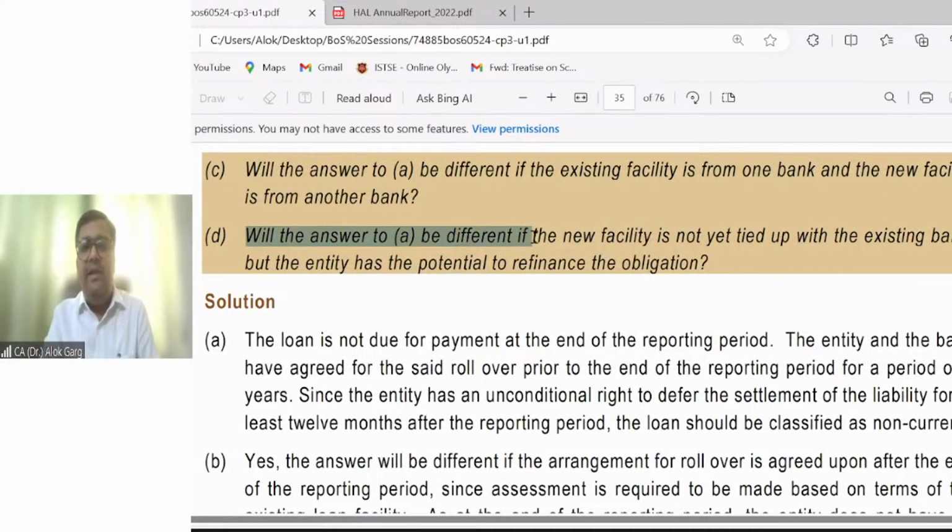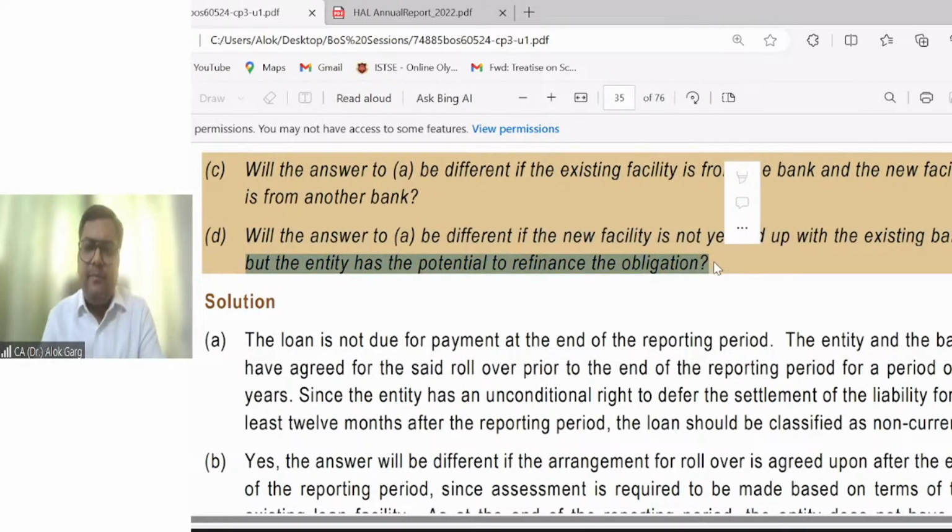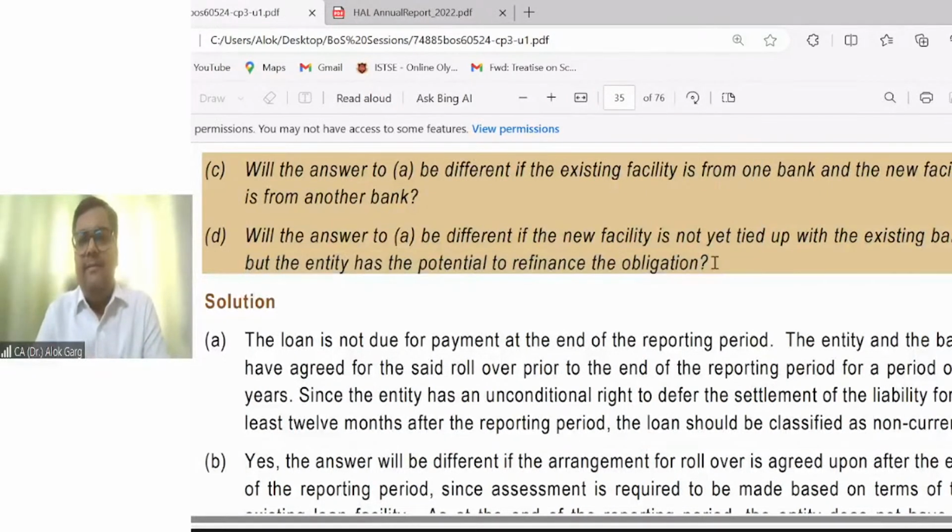Will the answer to A be different if the new facility is not yet tied up with the existing bank, but the entity has the potential to refinance the obligation? Friends, now it is saying that the loan which is going to be repaid within 9 months, the company is discussing with the banker, and the company is quite sure, expecting that the banker will roll over this loan for 5 years. Before the reporting date it was not agreed, but the company expects that yes, it will be done. The company has the potential to refinance.